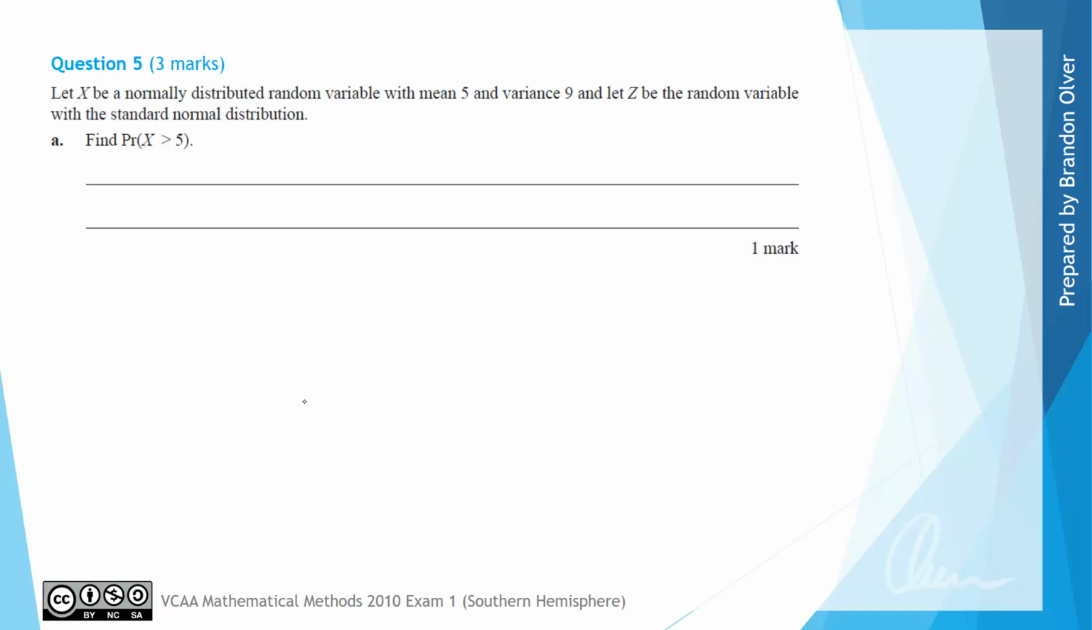So we're going to start by drawing out our normal distribution, which has that bell-shaped curve to it. And we know that that mean, which is also the median and the mode, for this one is 5. So that was given to us in the question. And then the probability that x is greater than 5 is the area here. And because this bell shape is symmetric and 5 is the centre of it, we know that this probability is simply equal to 0.5. So that is the answer for part A of this question.